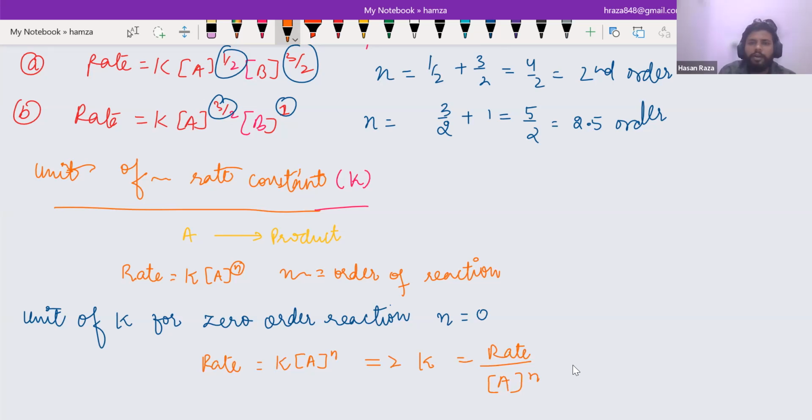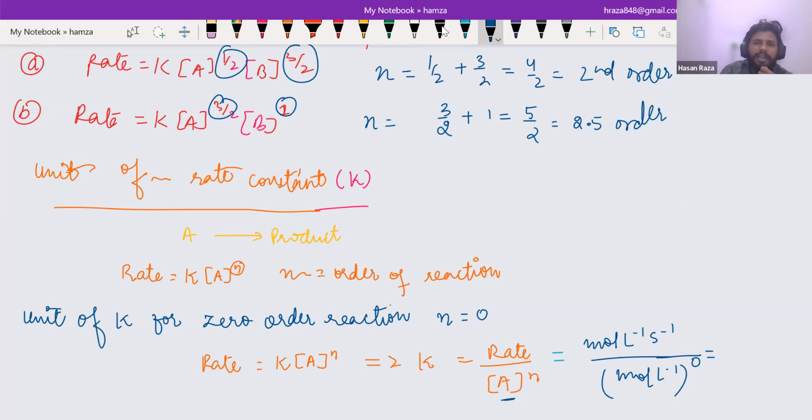Now see, in order to calculate the unit of rate constant, what is the unit of rate? Rate will have a unit of mole per liter per second. And this is concentration, so I'm going to write mole per liter raised to the power. Since we are talking about a zero order reaction, the power will be 0.